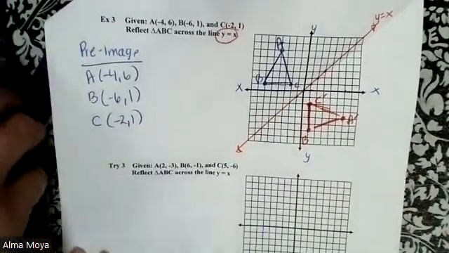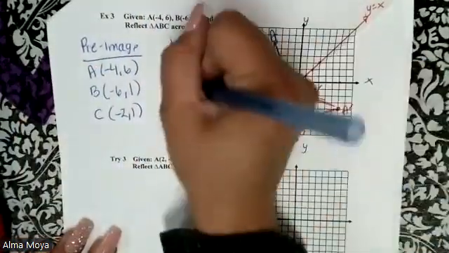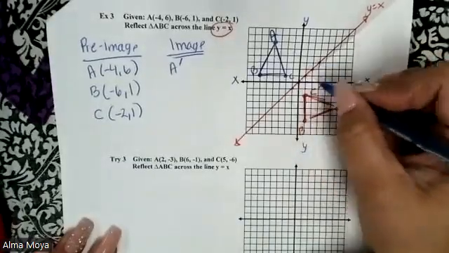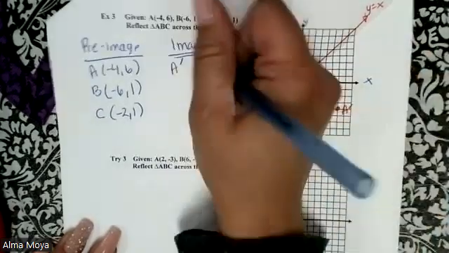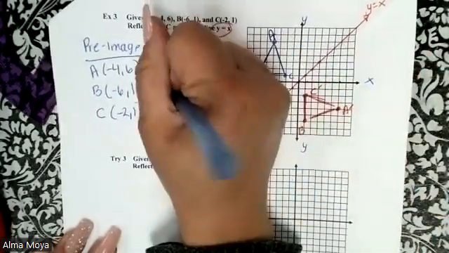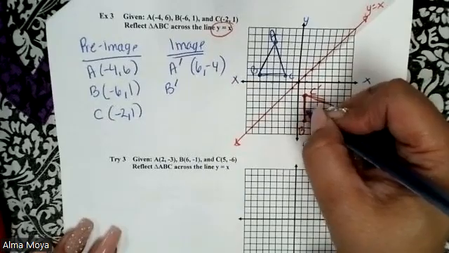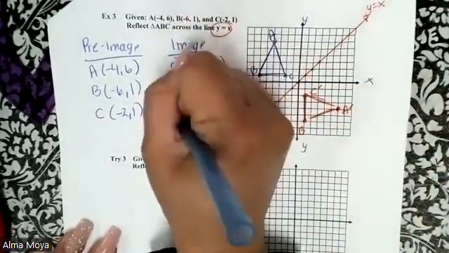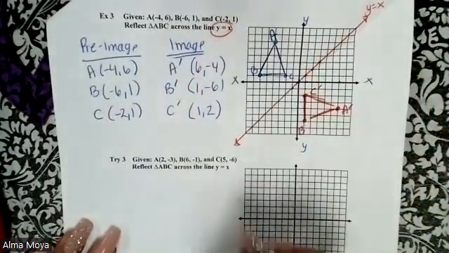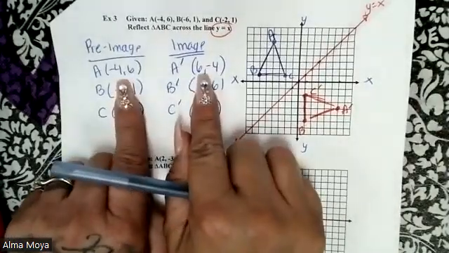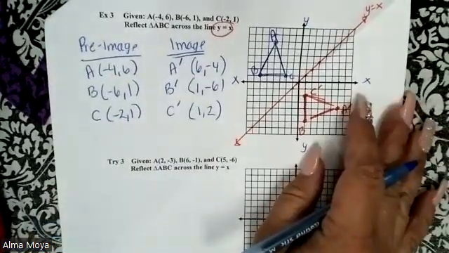So on this one, my image, the A number is right here. So it goes 1, 2, 3, 4, 5, 6. 1, 2, 3, 4. So it's +6, -4. My B, it's over 1 and then down 1, 2, 3, 4, 5, 6. And then my C, it went over 1, down 2. Look at these. What's happening? The X and the Y are switching.